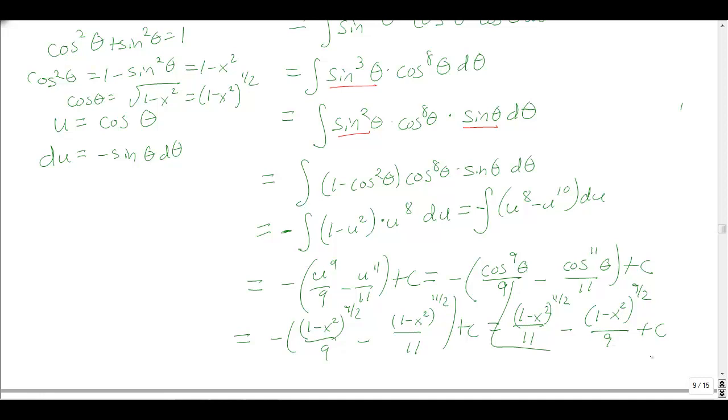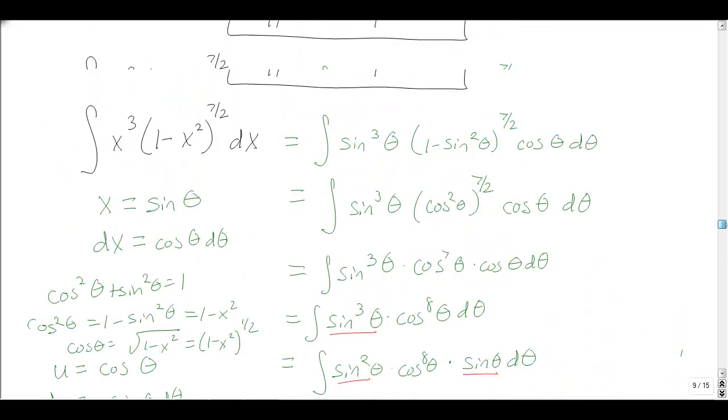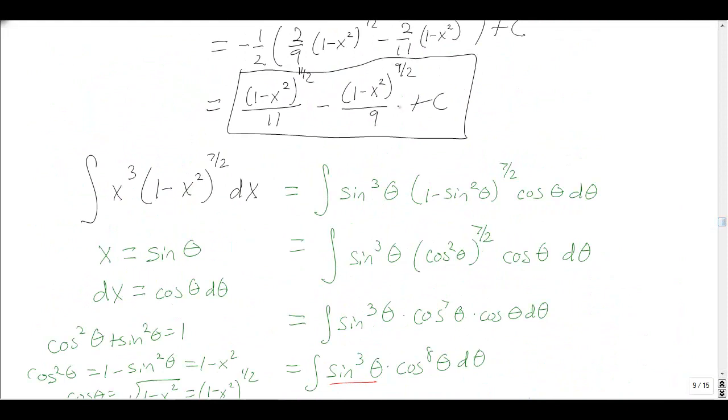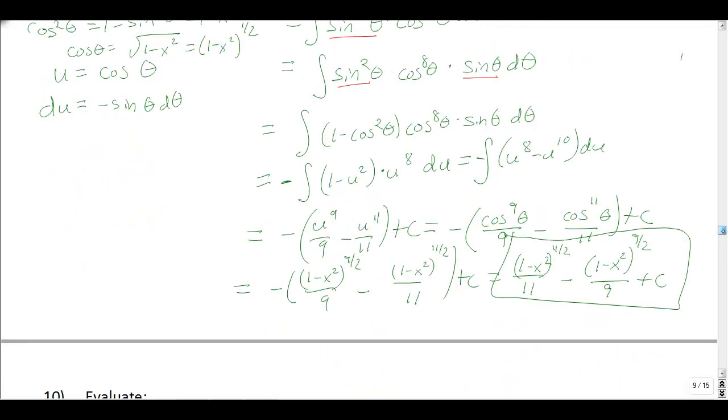So we get this, and hopefully it matches what we had above. You can see we got the same thing above. So I think this trig route is probably more complicated here as you go along. But this substitution works as well.